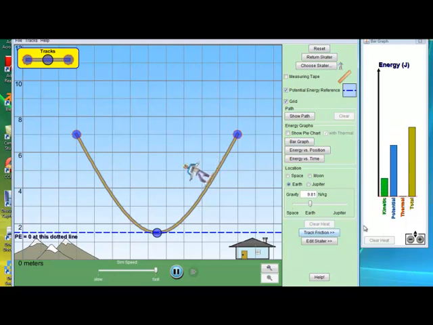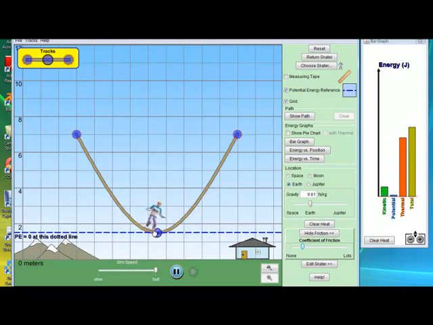If we turn on friction, by adding a little bit of friction, not too much, we will see an increase in the thermal energy. That's the one that's shown in red here, and that will happen at the expense of the kinetic energy. He will not be moving as much as before, and progressively will come to a full stop. You'll notice that the total energy remains the same.